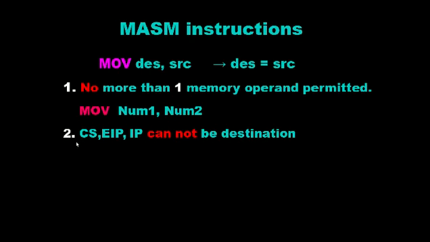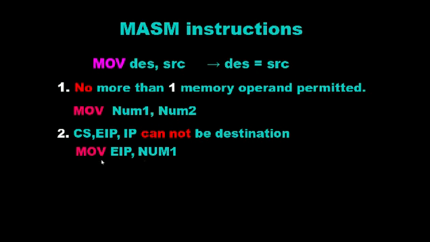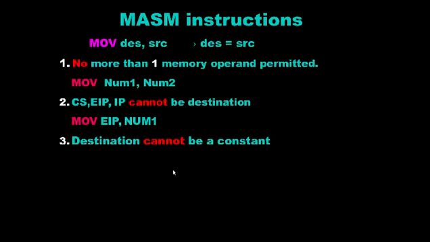We cannot use CS, EIP, IP as destinations. I can't say move CS something. I can't do that. EIP num. Why? Remember, what did we say about EIP? It holds the address of the next instruction to be executed. So if we allow it to change the value of that register, it might screw the flow of the program. So by default this is going to give you an error. We can't move to those registers. If we want to move, there's a way for that.